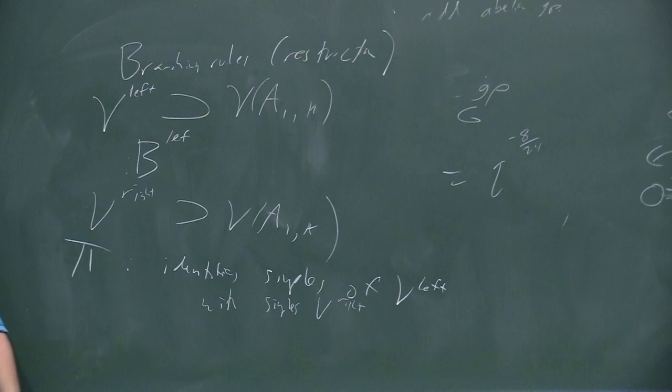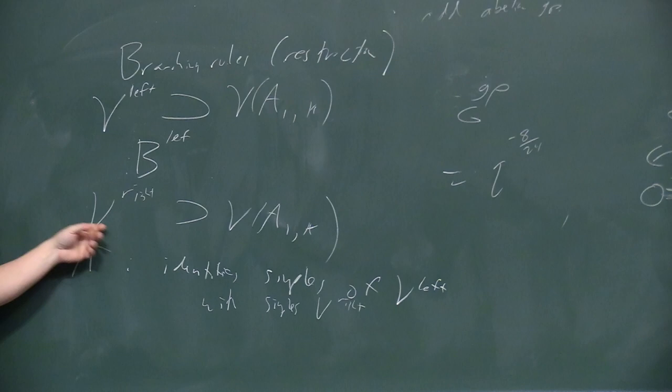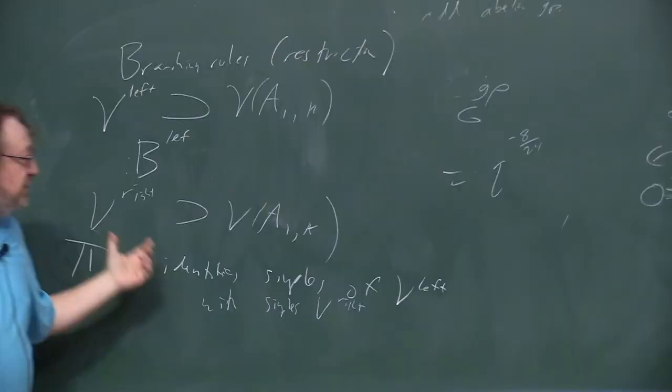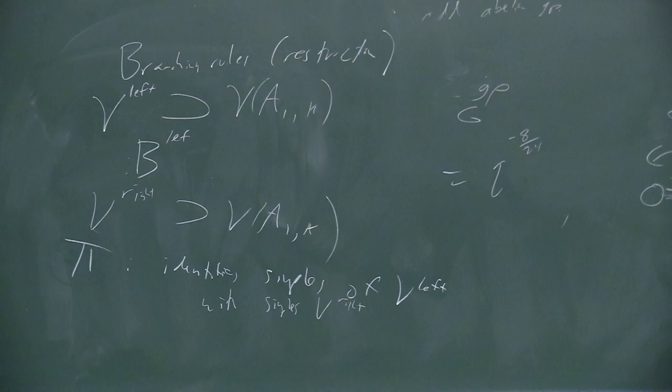Half of the D's correspond to trivial extensions, but a non-trivial tensor equivalence built from simple currents, these invertible objects. The odds correspond to this and the evens to the other way around. The other part of the D series corresponds to extensions. So both the left and the right correspond to simple current extensions of this thing, and you have a trivial isomorphism between those two extensions. So pi is 1, but the branching rules are non-trivial.